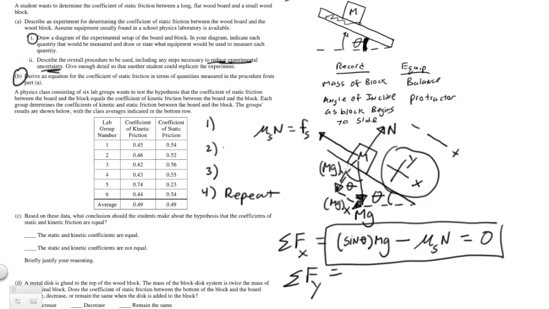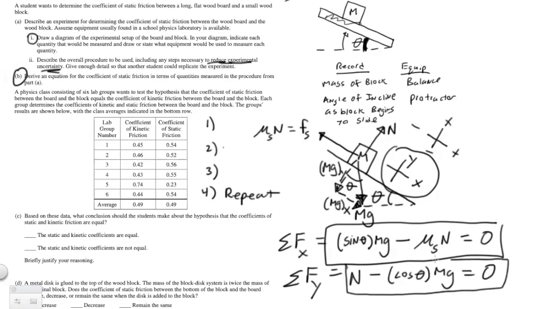Now go to the y direction. In the y direction, we have two forces. We have normal force, and we have the y component of mg. So let's say that up is plus and down is minus. So summing forces y, we're going to get normal force minus cosine theta mg equals 0, because the forces cancel.